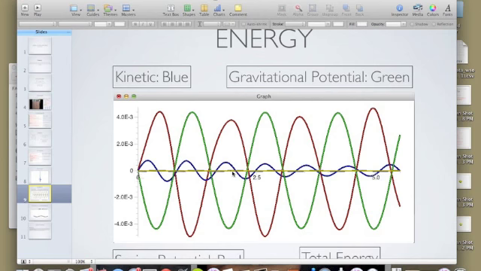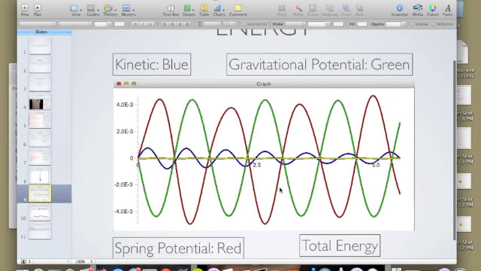The system is zero because our system includes the spring, the ball mass, and the Earth. There's no work acting on the surroundings. The green line is the gravitational potential, the red line is the spring potential, and the kinetic energy is blue. Those all cancel out and give us our total energy again, which is the yellow, which fits the energy principle and what we want.